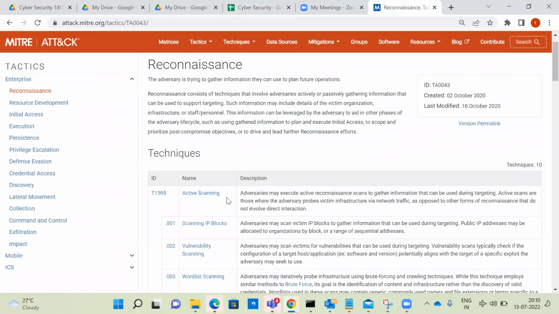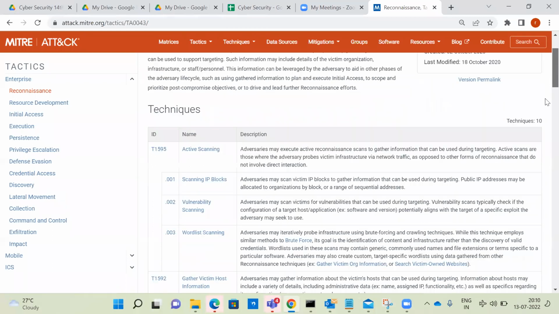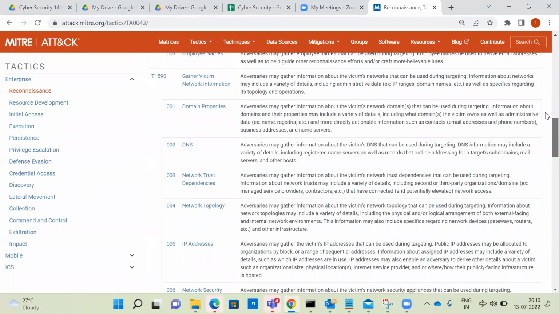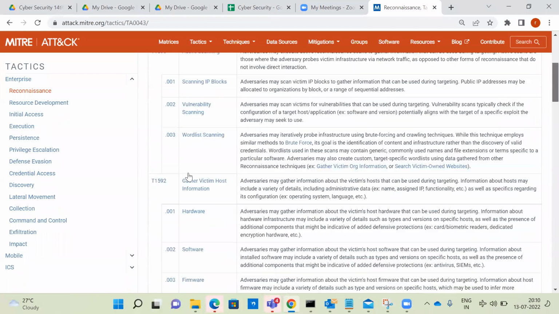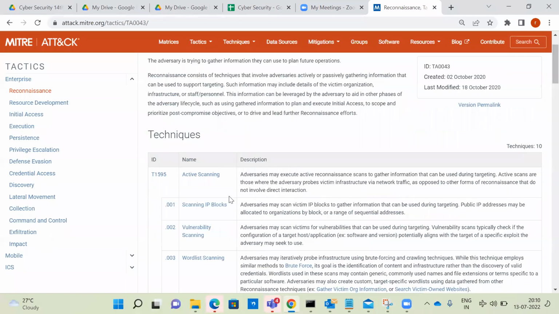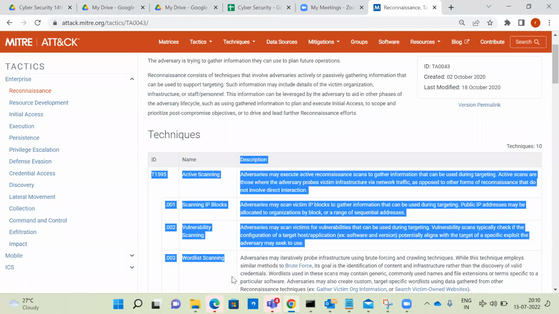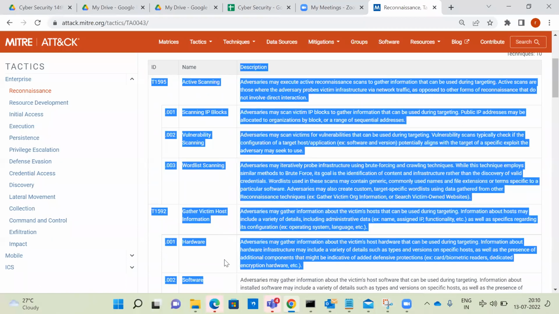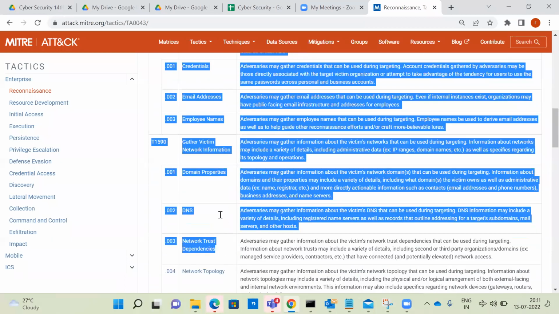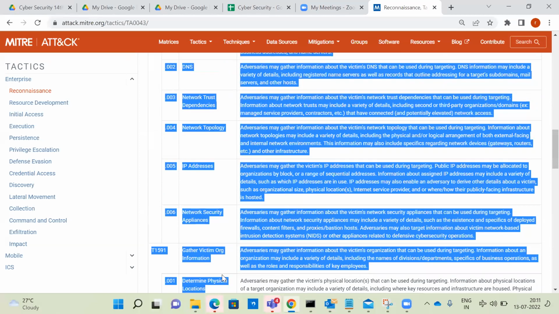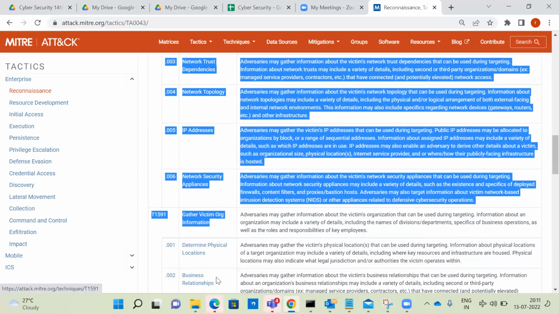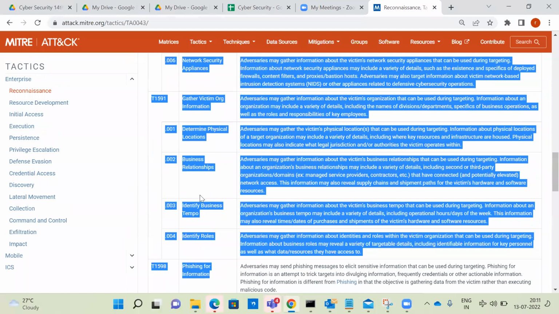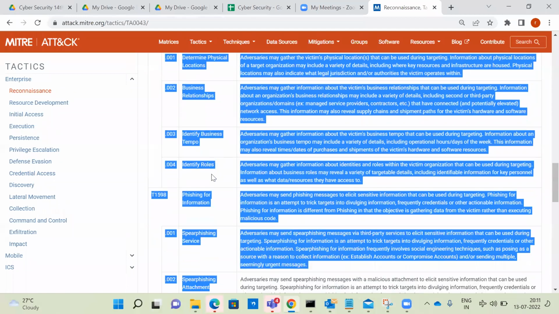For example, active scanning, like port scanning, scanning of IP blocks, vulnerability scanning. Normally for reconnaissance, selection of the targets, this is what you have to give as the answer: bribing, active scanning, vulnerability scanning, port scanning. This is how attackers enter into the organization level. Phishing is also there, you can see phishing.